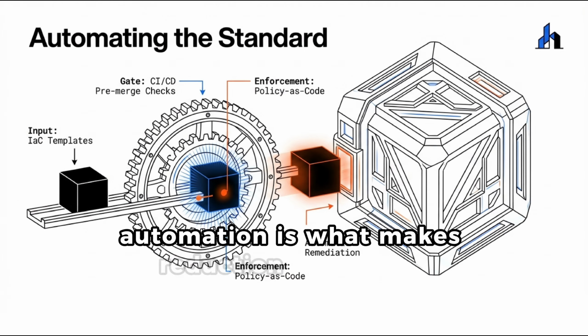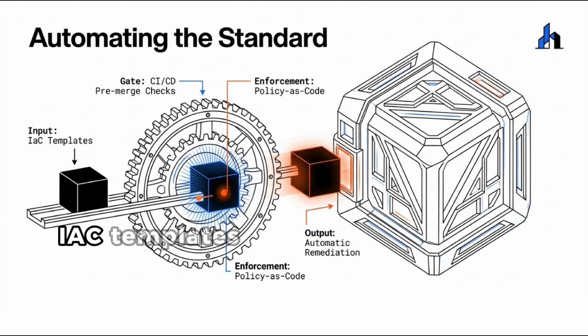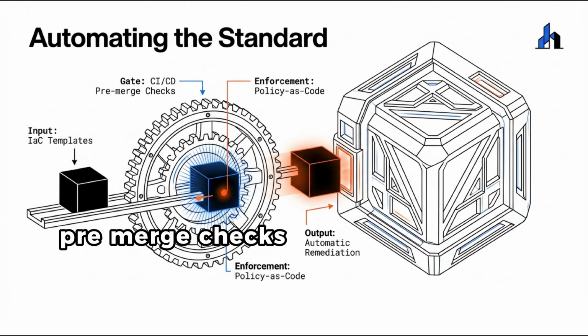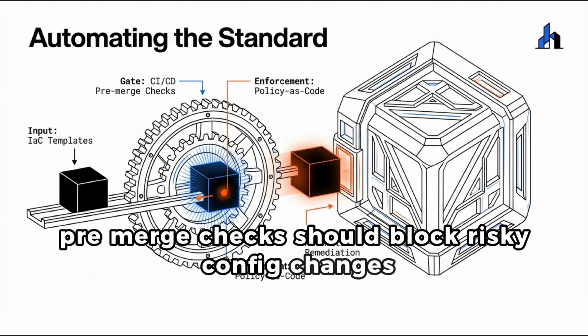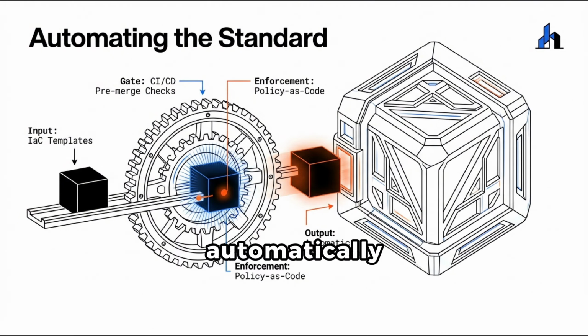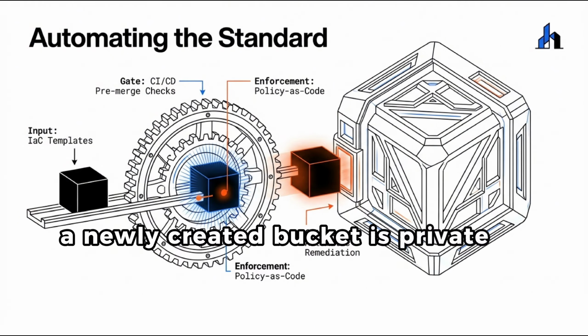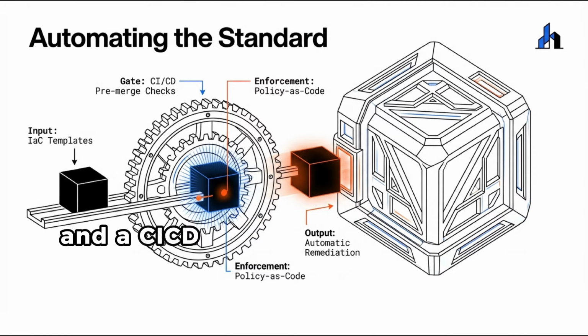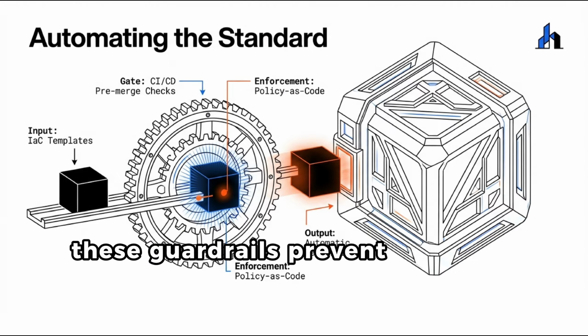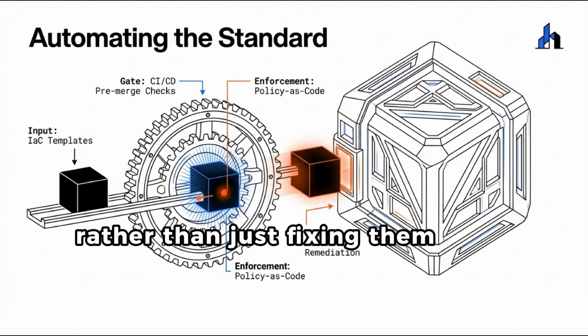Automation is what makes reduction repeatable. IaC templates should default to safe choices. Pre-merge checks should block risky config changes. Policy as code can remediate common problems automatically. A newly created bucket is private by default, and a CI/CD job will not proceed if it's public. These guardrails prevent accidents rather than just fixing them after the fact.